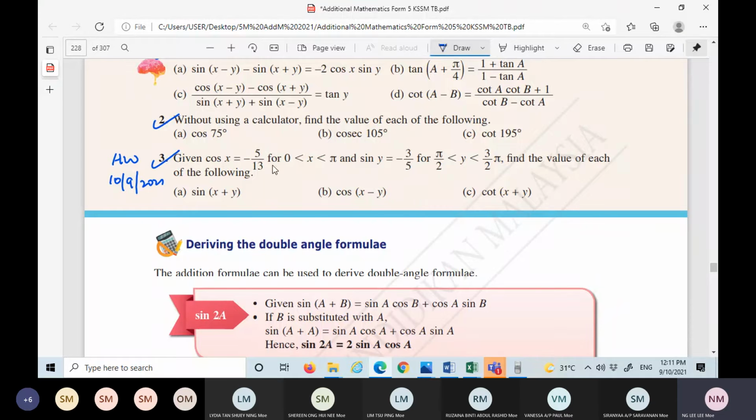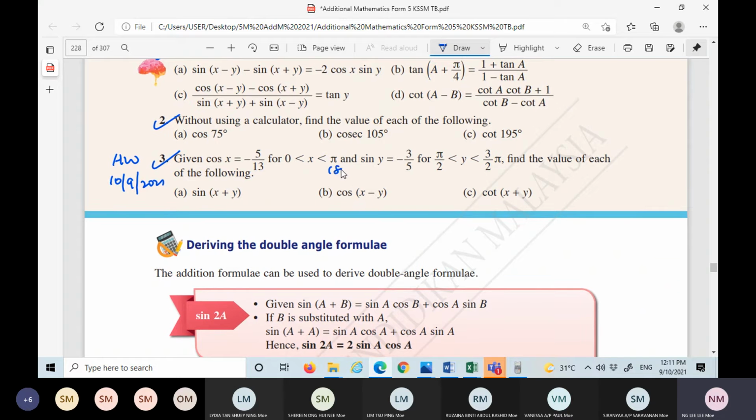Same thing, you have an x and a y here. x is in between 0 to pi. Pi is 180 degree. This means x can be in the first or the second quadrant. Cos x is negative. My question is, is x in the first or the second quadrant?